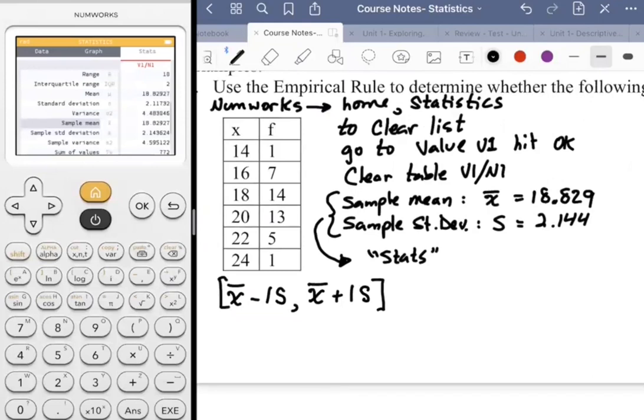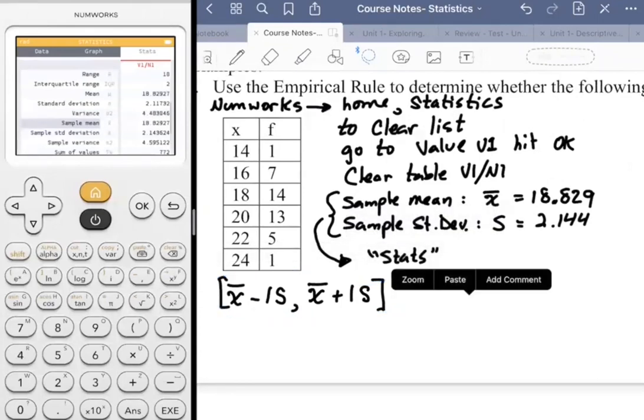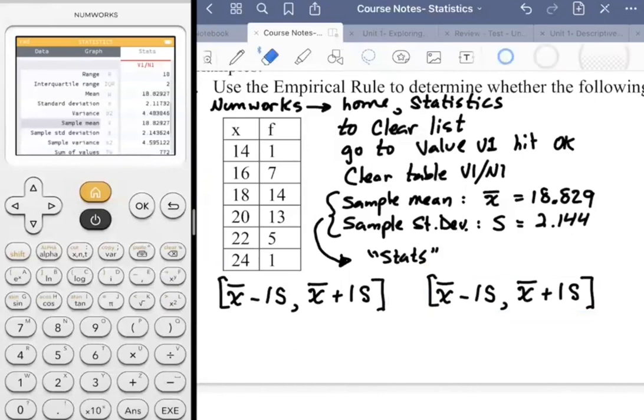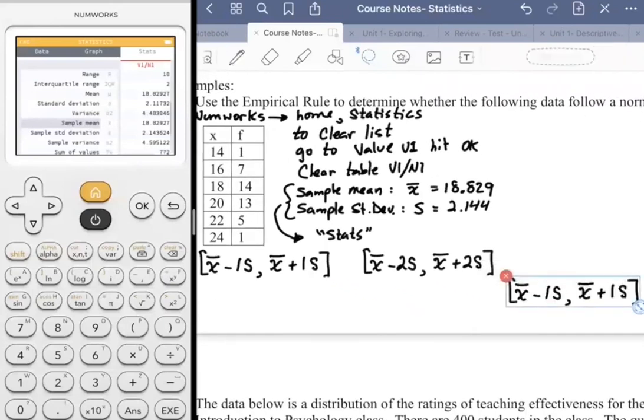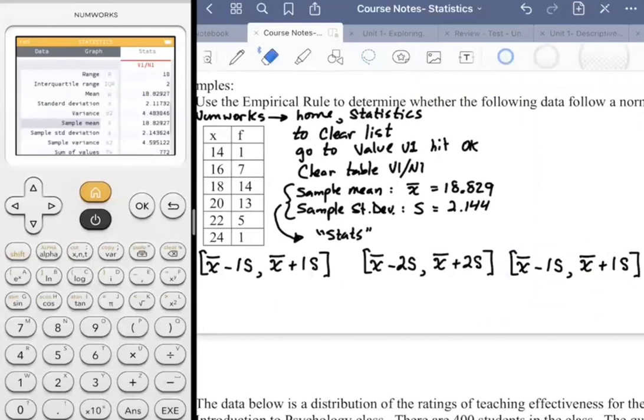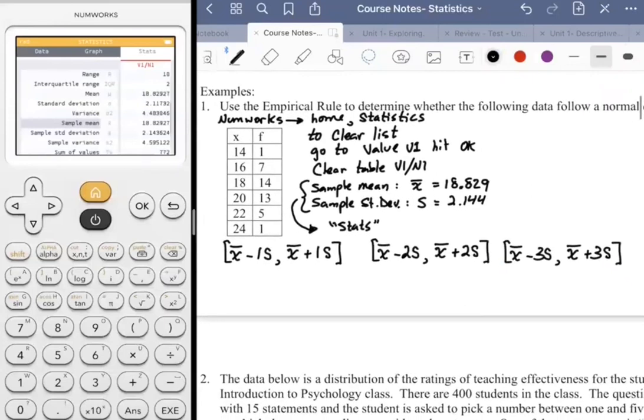Then once we've completed that computation, if necessary, we're going to do it 2 more times, but this time with 2 times S, and then 3 times S. All right. So those are our 3 sets of computations. Now, the issue that we run into is that that's a lot of typing if you don't use technology to its fullest advantage.